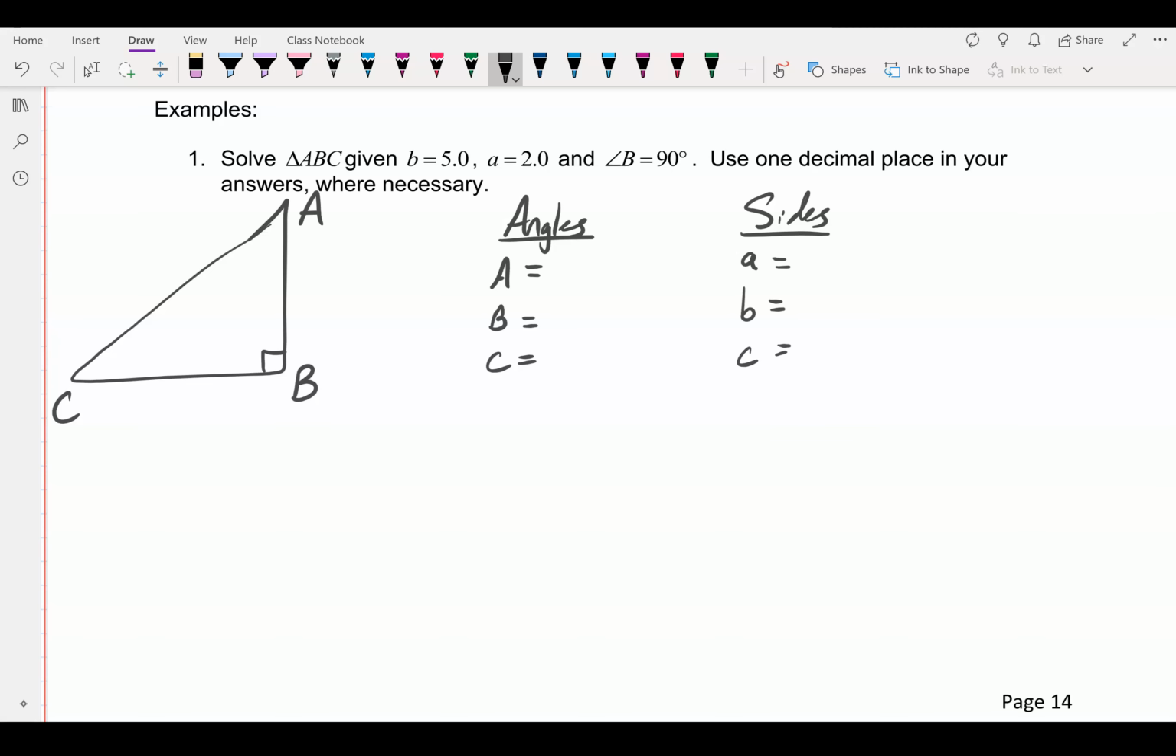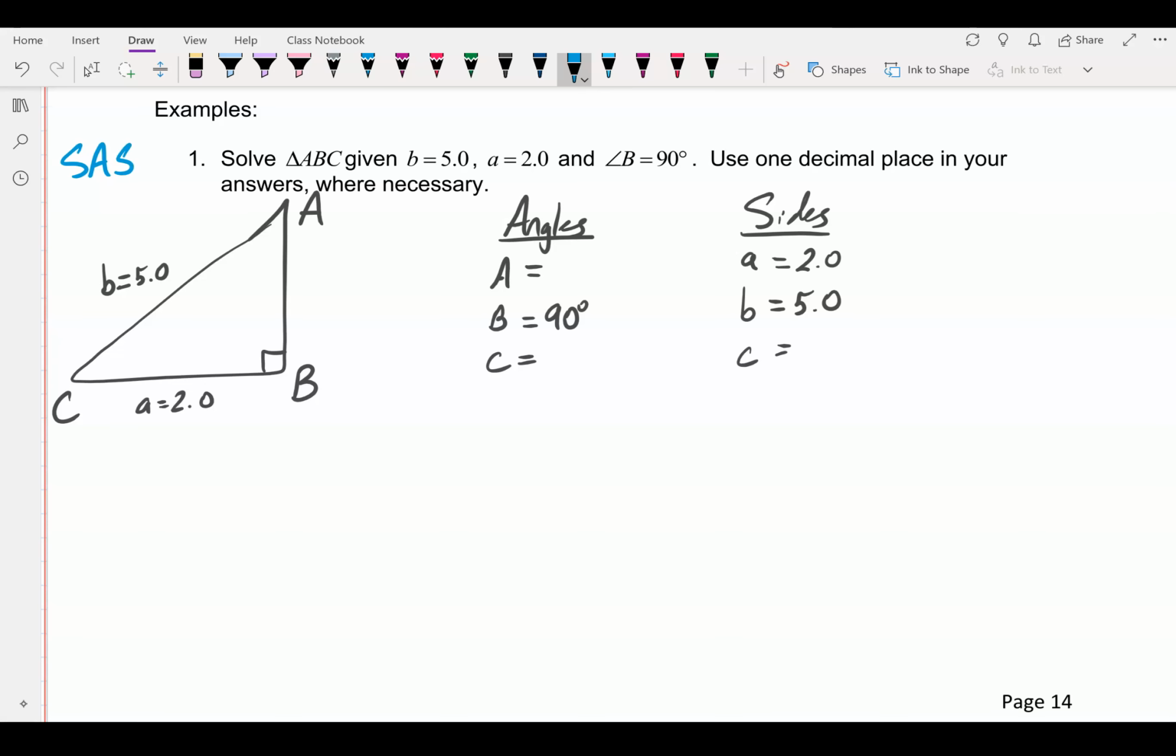Let's figure out what we're given. Well, we're given b equals 5, little b I should say. That's across from big B. We have a equals 2. It's across from big A. And then we are given the angle of B, which is 90. So in this case, we're given 2 sides and an angle. So this is actually what we would call a side, angle, side example.